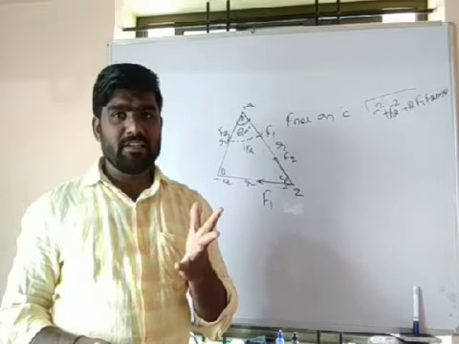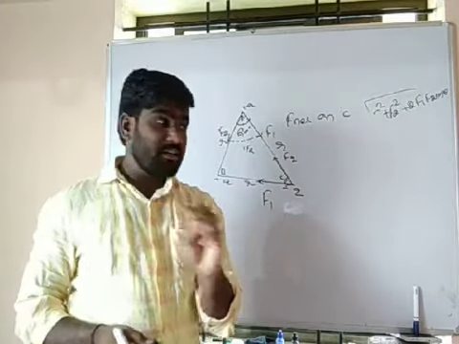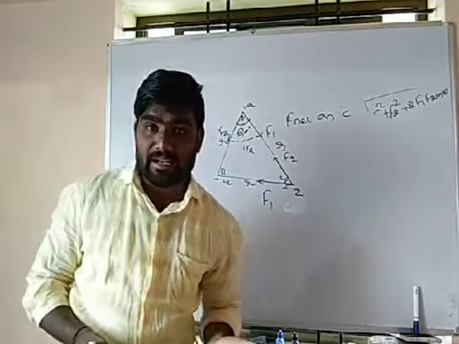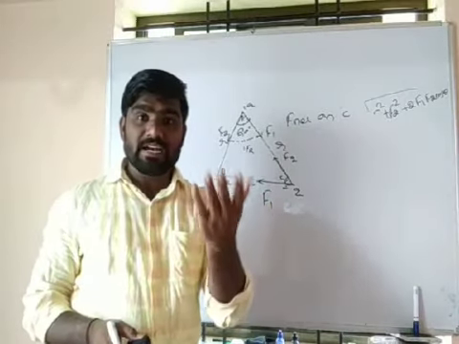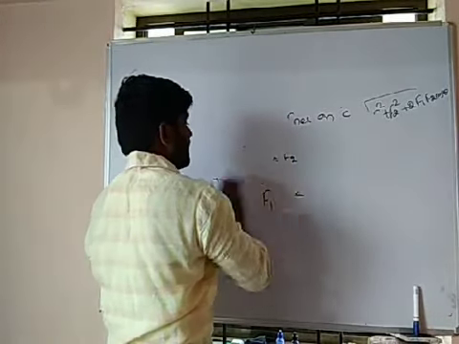Got the point? Okay. So like this only we are going to solve. If 3 charges are kept in a triangle, then if the charges are kept in a square, I am going to take 4 charges here.